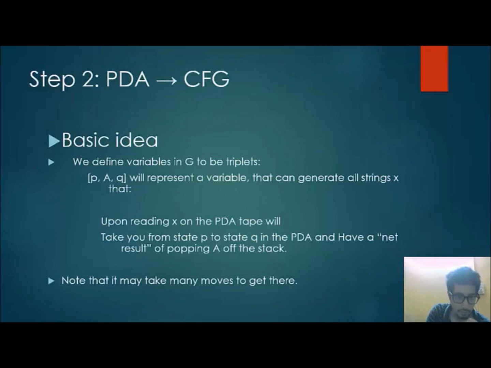Now the basic idea behind this is we define variables in G to be triplets. [P, A, Q] will represent a variable that can generate all strings X such that reading X from the PDA tape will take you from state P to state Q in the PDA and have a net result of popping A off the stack. Now we have to note one thing, that it may take many moves to get there.